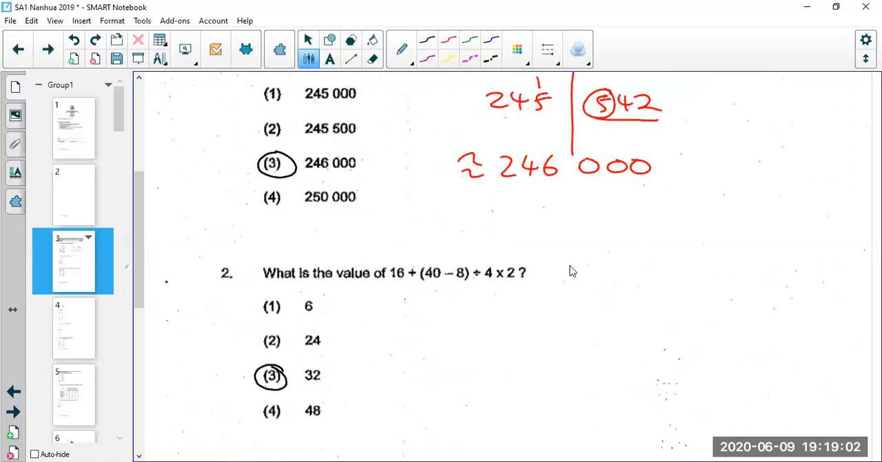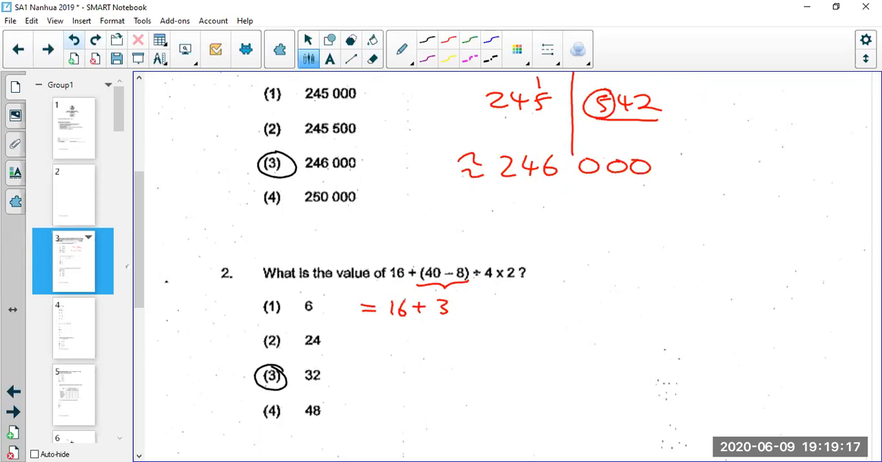Now, what is the value? The next one, what's the value of 16 plus (40 minus 8)? You can see there's a bracket. If there's a bracket, you must do it first. You take 40 minus 8, which is 32.